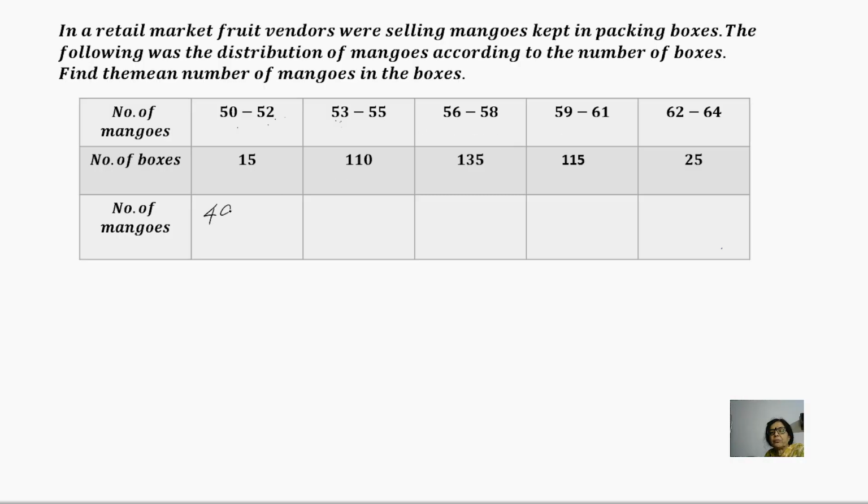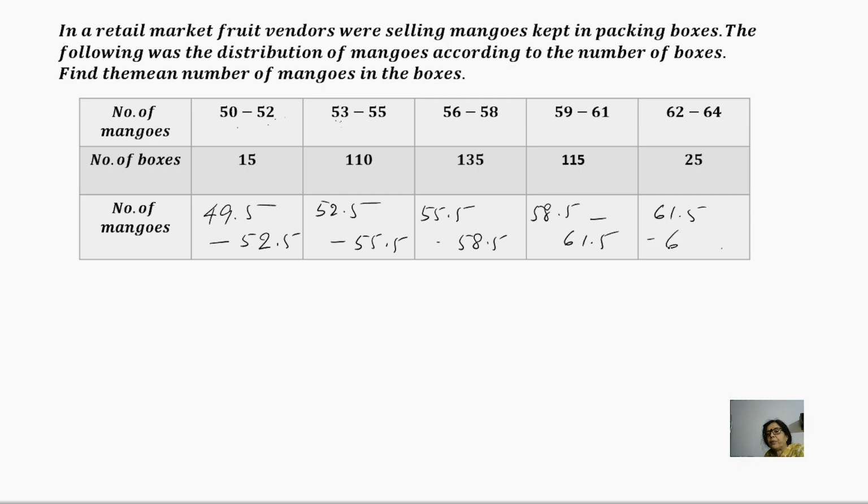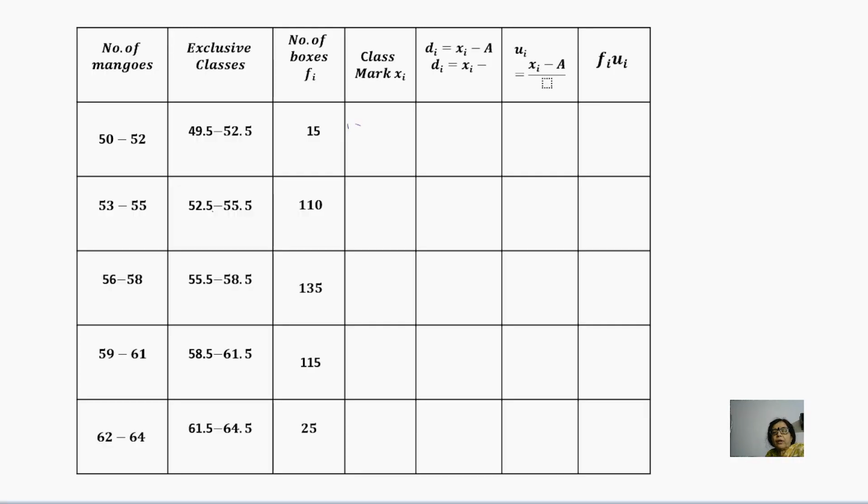So automatically this becomes 49.5 to 52.5. This becomes 52.5 to 55.5. This becomes 55.5 to 58.5. This becomes 58.5 to 61.5. This becomes 61.5 to 64.5. So now this is the new exclusive data. Now we can proceed to solve this question by any of the methods that we choose to do.